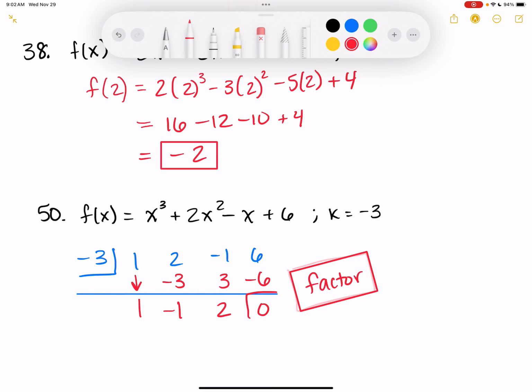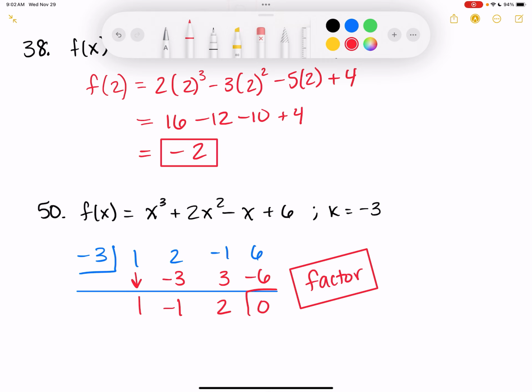Okay, and the factor specifically would be x plus 3, because we would move this over. And so that would be the factor, which it doesn't ask you for that, but it just simply asks you if it is a factor. But again, trying to give you a little preview of the sections that are coming.